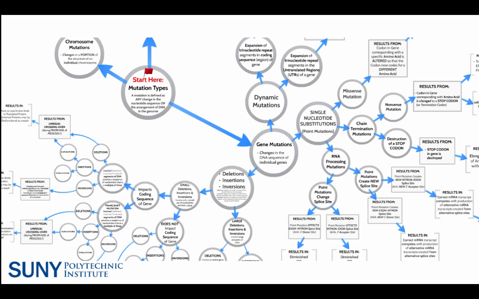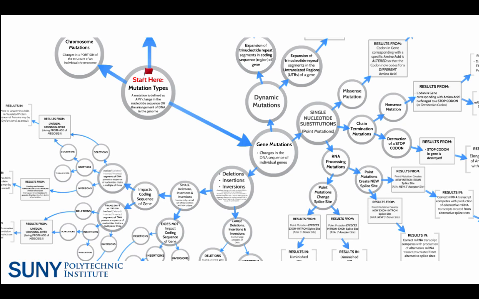Genome mutations occur when there are abnormalities in the normal numbers of chromosomes. Chromosome mutations are the result of rearrangements or alterations in significant portions of individual chromosomes that impact many genes. Gene mutations are changes in the nucleotides within individual genes.